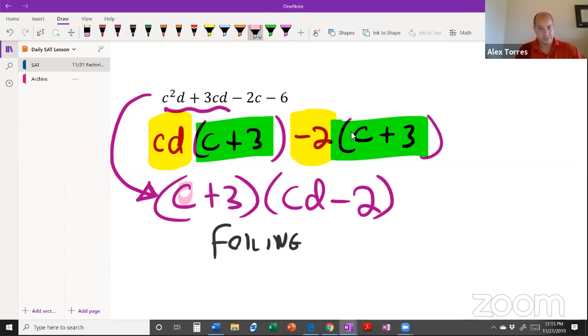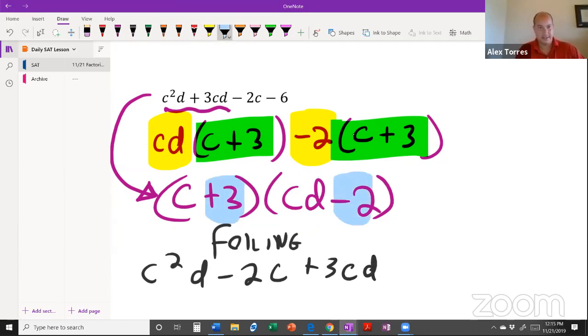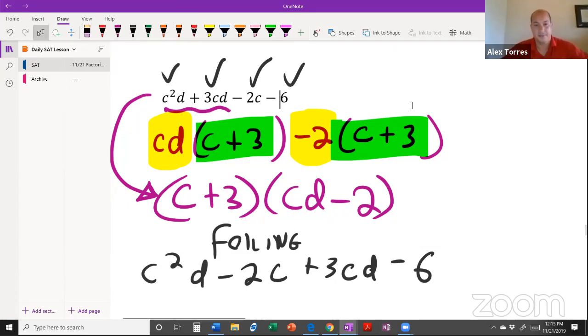So first times first is C squared D. Outer times outer is negative 2C. Inner times inner is 3CD. And last times last is -6. So C squared D minus 2C plus 3CD minus 6. The order is a little different, but it is indeed equivalent.